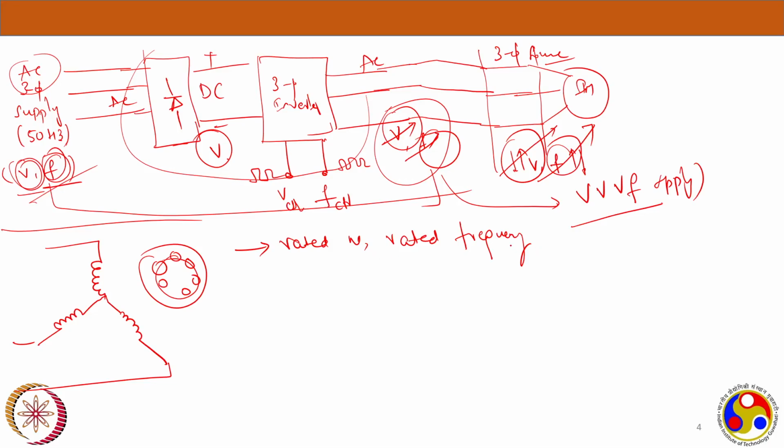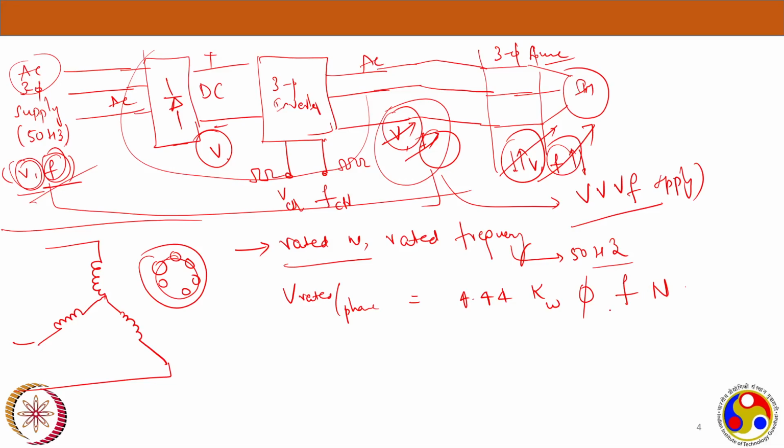Now let's say this rated frequency is 50 hertz, and the rated speed and also the rated voltage. So per phase we already know the formula of rated voltage, right? We discussed this: 4.44 k_w, the winding factor, which is the multiplication of pitch factor and distribution factor, multiplied by flux, frequency, and turns.